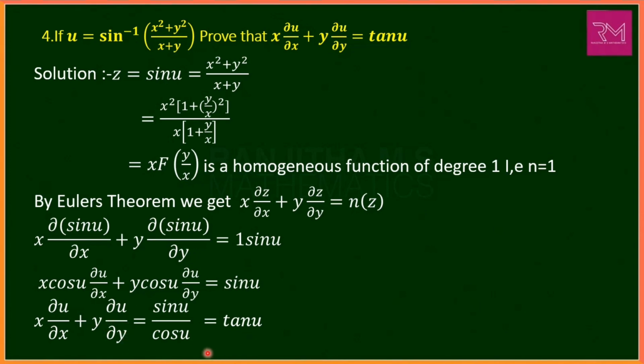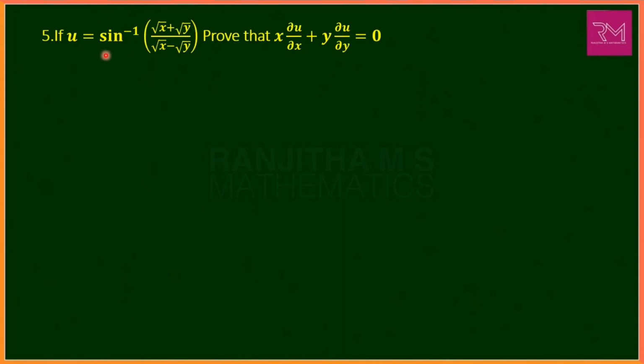This completes the problem. We shall move on to another problem so that you can understand in a better way. If u is equal to sin inverse of root x plus root y divided by root x minus root y, prove that x into del u by del x plus y into del u by del y value is equal to 0. First step, take the given function as z. If we take sin inverse to the left hand side, that is sin u which is equal to root x plus root y by root x minus root y.